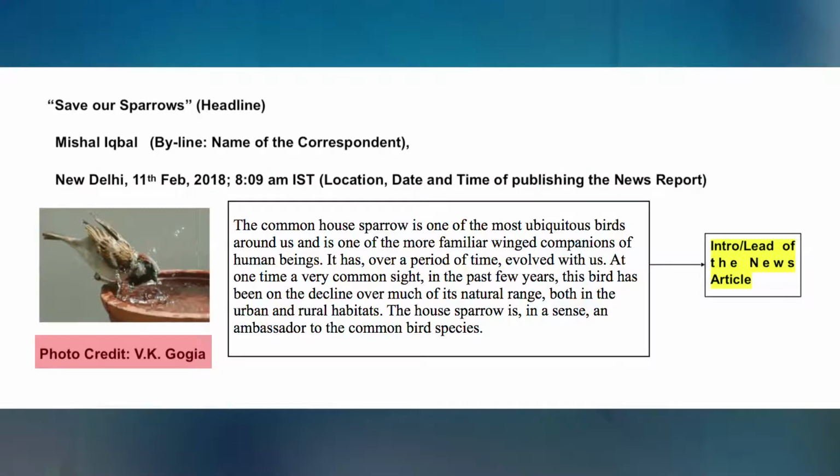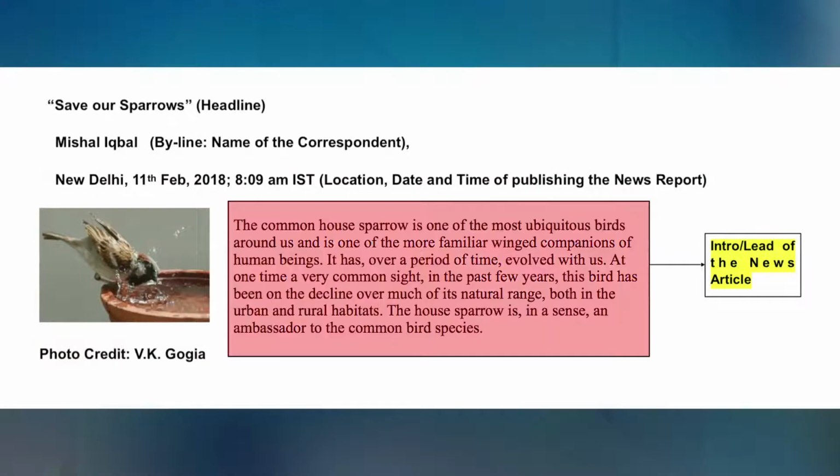Photo credit, B.K. Gogia. The common house sparrow is one of the most ubiquitous birds around us and is one of the more familiar winged companions of human beings. It has, over a period of time, evolved with us. At one time, a very common sight. In the past few years, this bird has been on the decline over much of its natural range, both in the urban and rural habitats. The house sparrow is, in a sense, an ambassador to the common bird species.